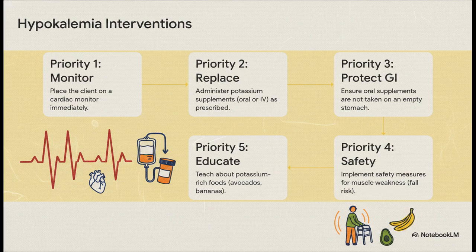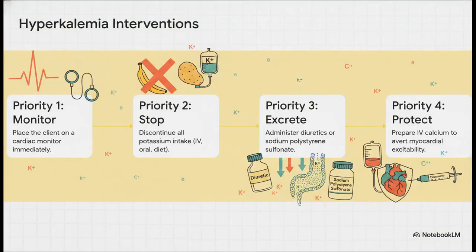Before you even think about giving potassium, you get them on a cardiac monitor. You have to see what the heart is doing. Then we can start to replace it safely, either with pills or a super careful IV, while also making sure they don't fall because of that muscle weakness. And for high potassium, same first step, get them on the monitor. Then stop any and all potassium going into their body. If their kidneys work, diuretics can help flush it out. If not, we use meds like K-oxalate to pull it out through the gut.